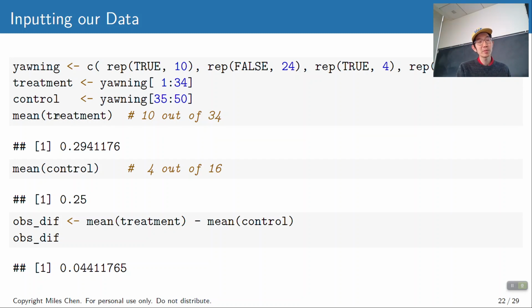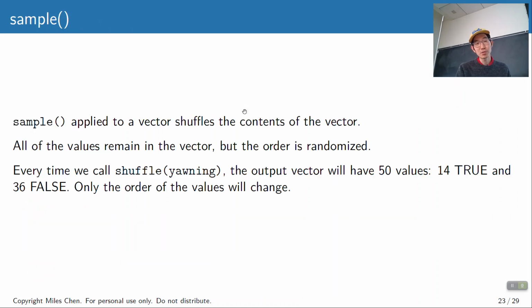We're going to say, what is the mean of treatment? 10 out of 34 is 29.4%. What is the mean of control? 4 out of 16 is 25%. And so I can get the observed difference, which is 0.294 minus 0.25, and I get an observed difference of 4.4%, 0.04411765. So this is my observed difference. And again, this just represents our vector of 50 people where 14 people were destined to yawn.